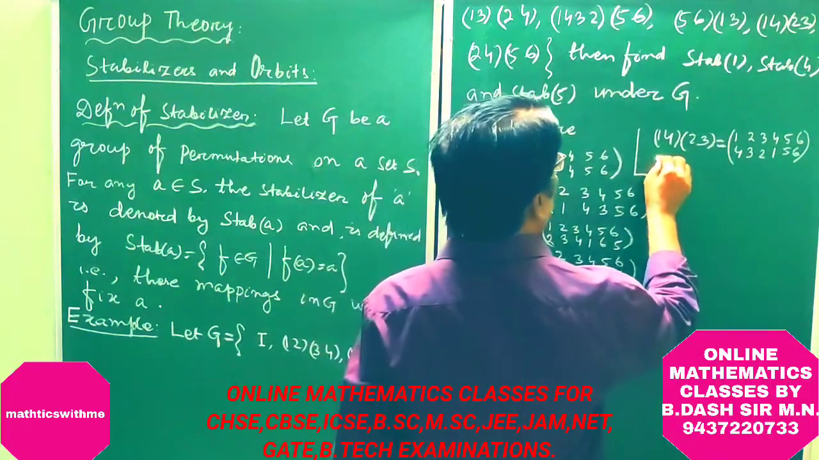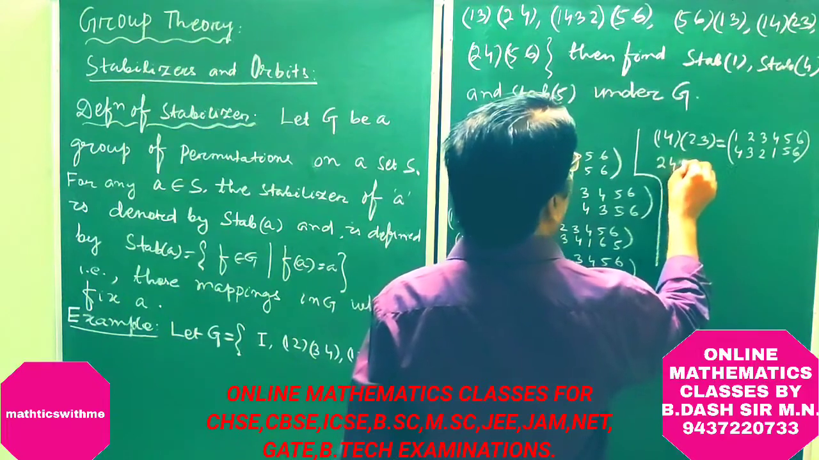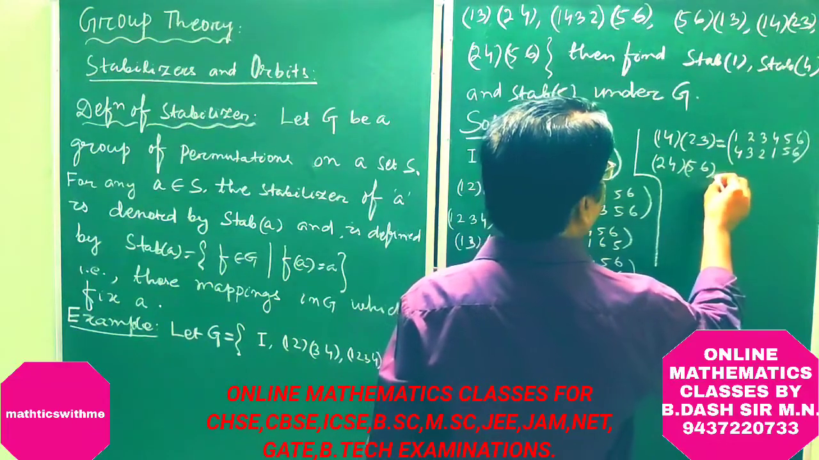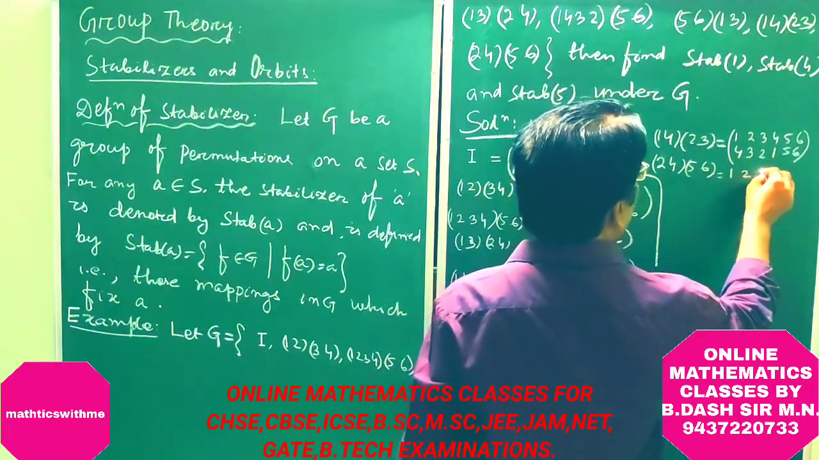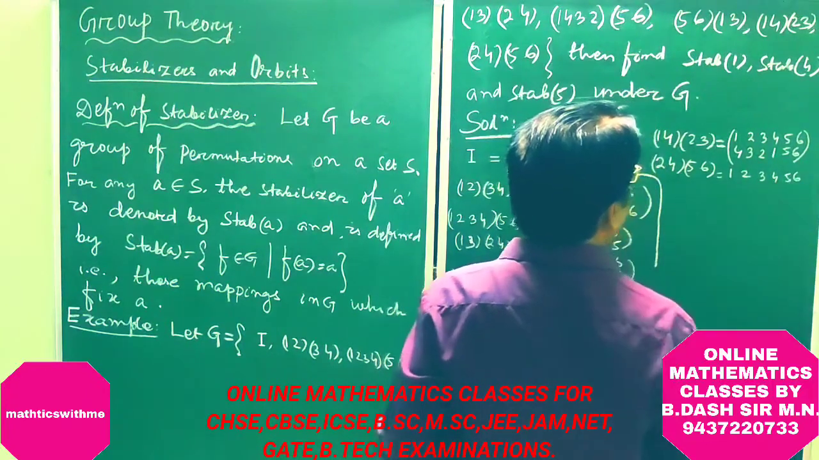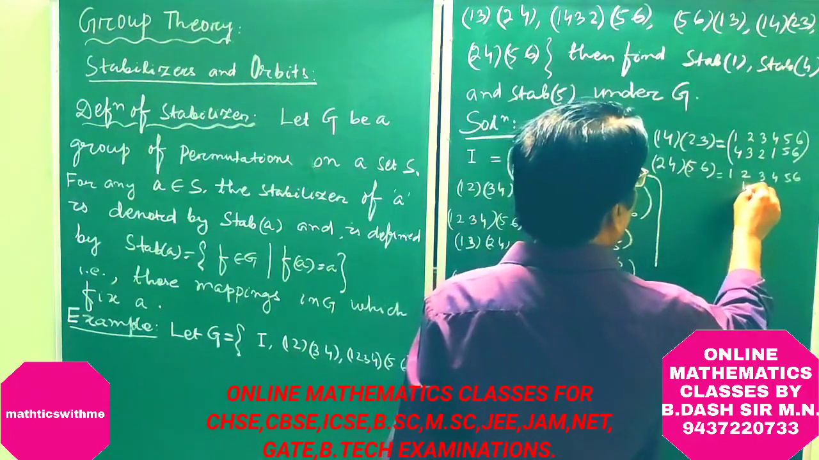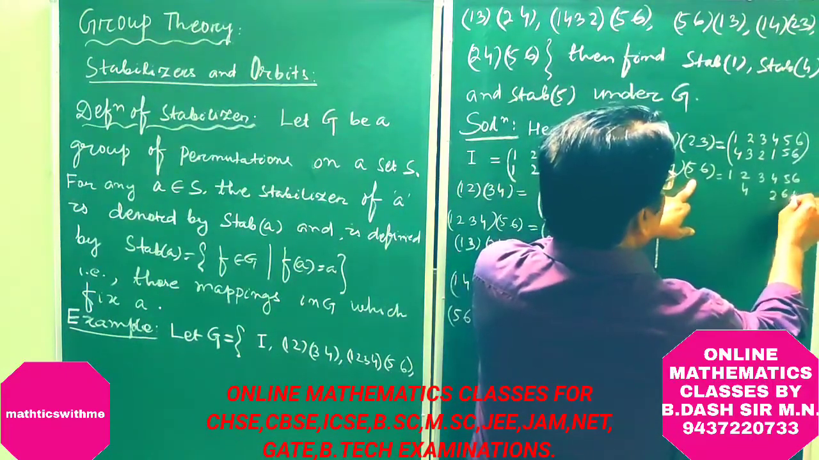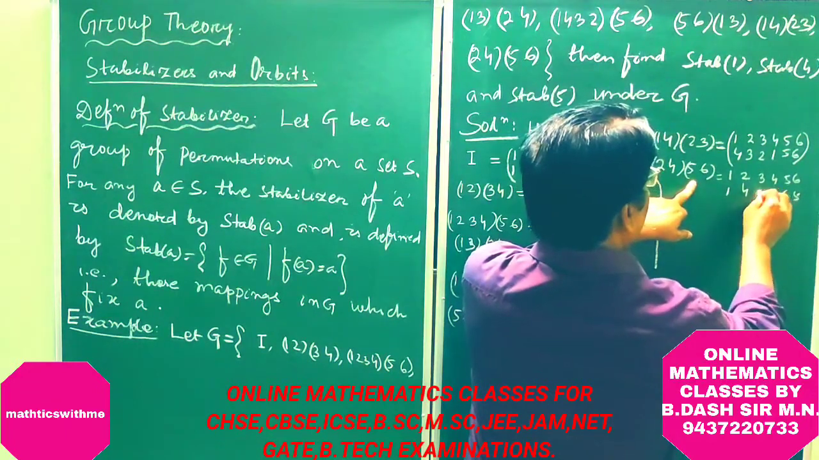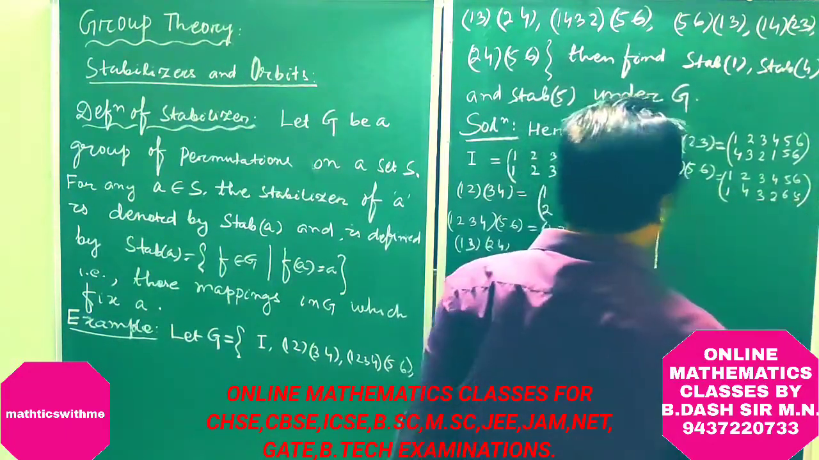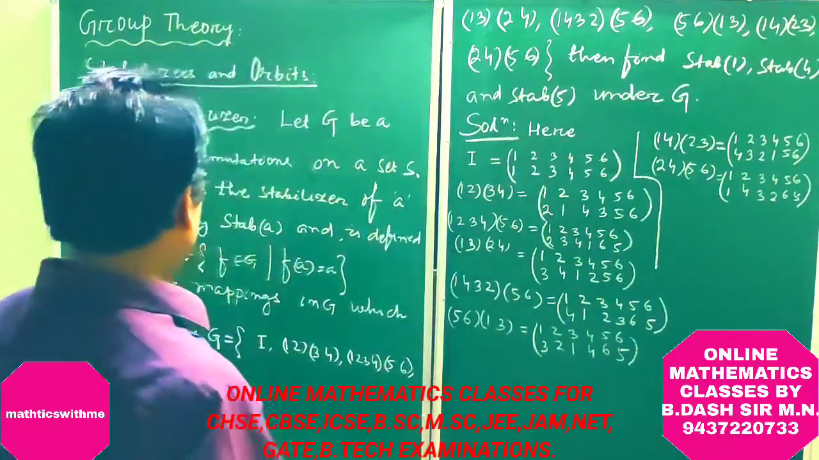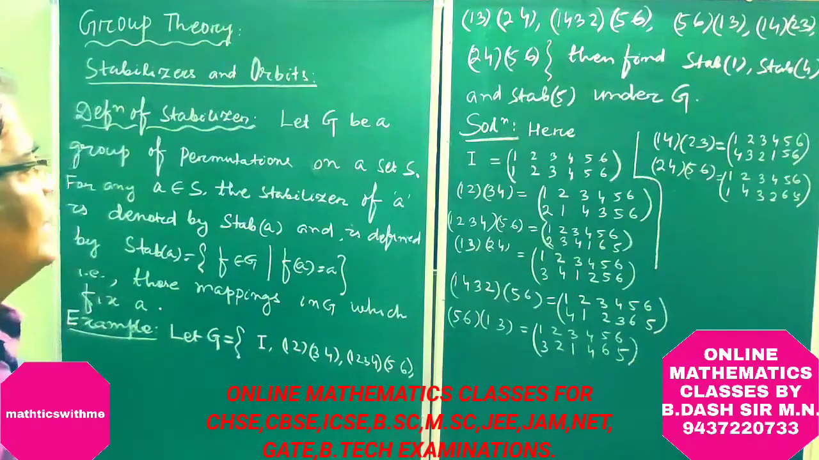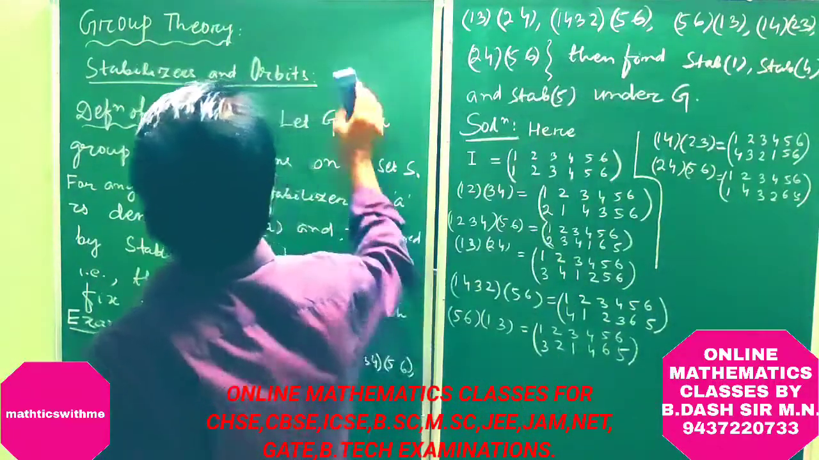Now (2 4)(5 6), so this is 1, 2, 3, 4, 5, 6. Here 2 related to 4, 4 related to 2, 5 related to 6, 6 related to 5, 1 related to 1, 3 related to 3. So now we have the permutations or mappings given in the group G. Now we have to find the stabilizer.